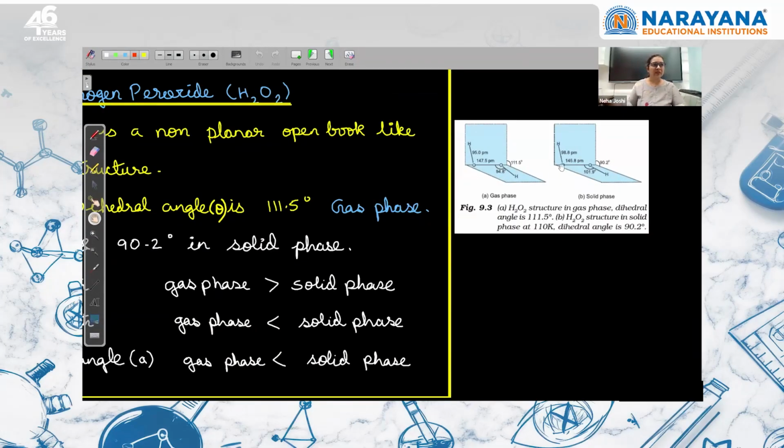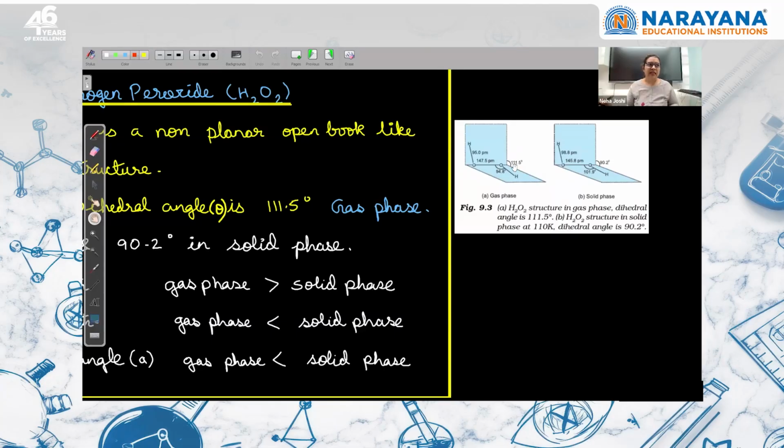This is given in NCERT clearly. In gas phase, it is a book-shaped structure and the angle between the two planes as shown in the picture is known as the dihedral angle. Correct? In gas phase, this dihedral angle is 111.5, whereas in solid state, it comes to 90.2. You can see, just opposite.